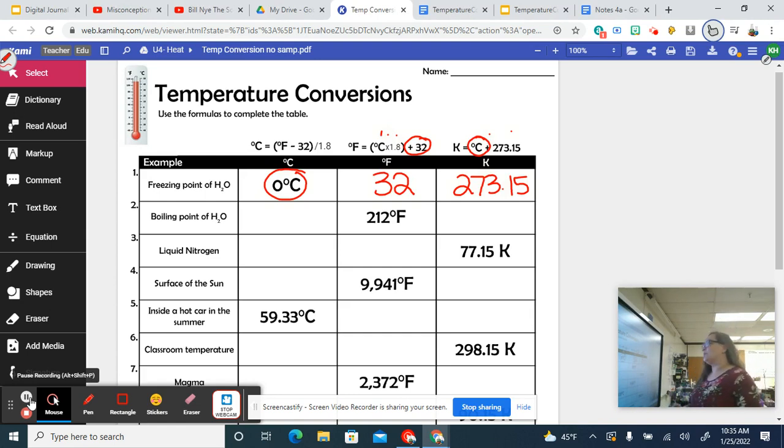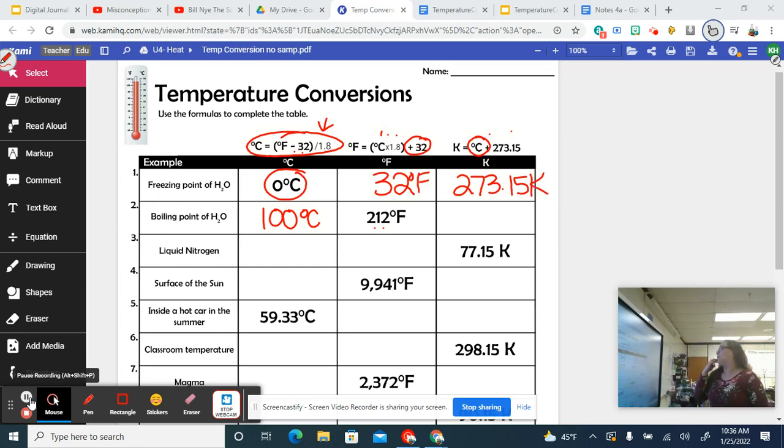Now we've got the boiling point of water, and we're given that the boiling point of water is 212 in Fahrenheit. We've got to use this formula here to figure out the answer. We put in 212, and the next step is minus 32. So 212 minus 32, and then we've got to hit enter, equals 180. Then we do the next step, which is to divide by 1.8. 180 divided by 1.8 is 100, which of course is the boiling point of water in Celsius. So we knew that.